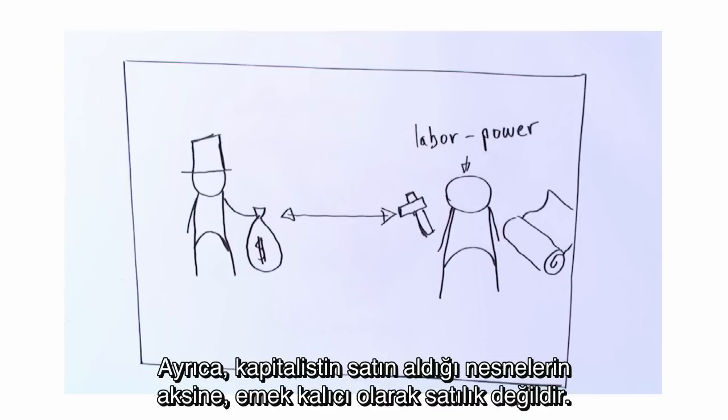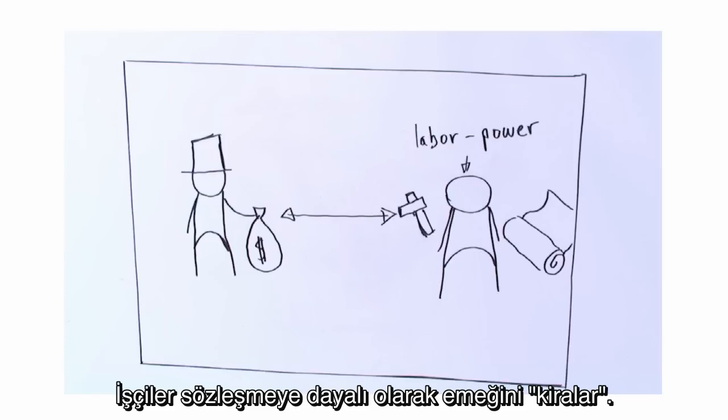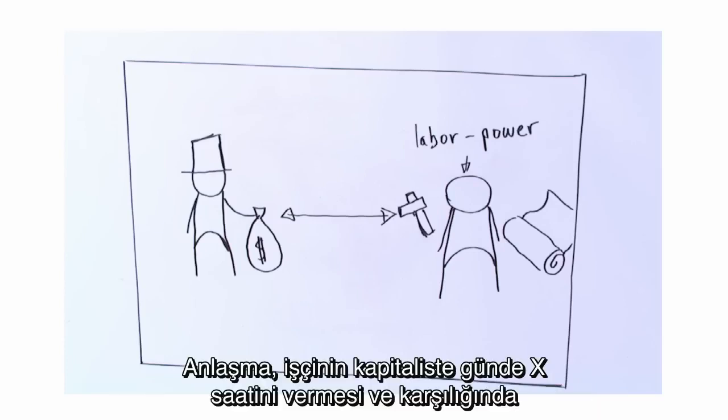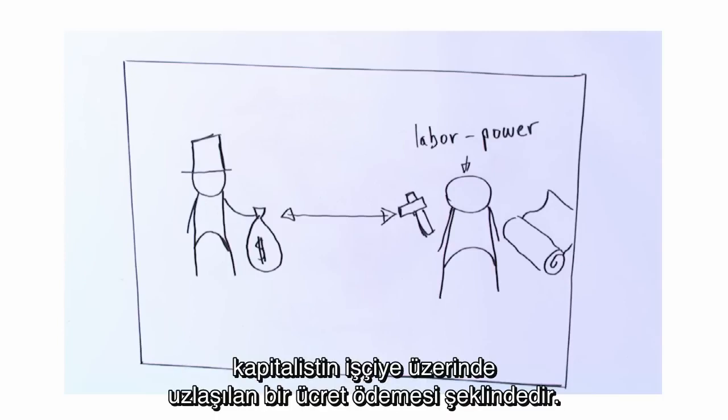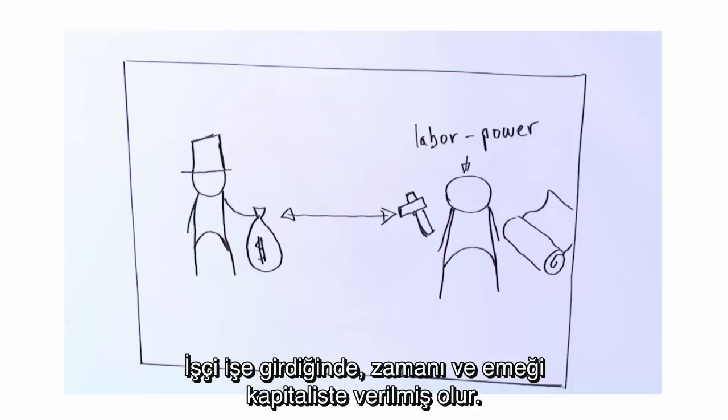Also, unlike the objects that the capitalist buys, labor is not for sale permanently. The worker hires out labor on a contractual basis. The agreement is that the worker produces for the capitalist X number of his or her hours a day, and in exchange, the capitalist pays the worker some agreed upon salary. As the worker signs on to the job, his or her time and labor is given away to the capitalist.